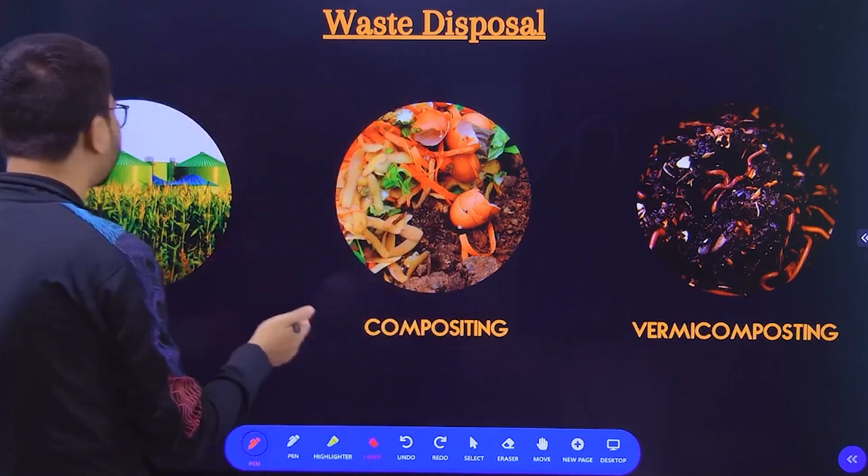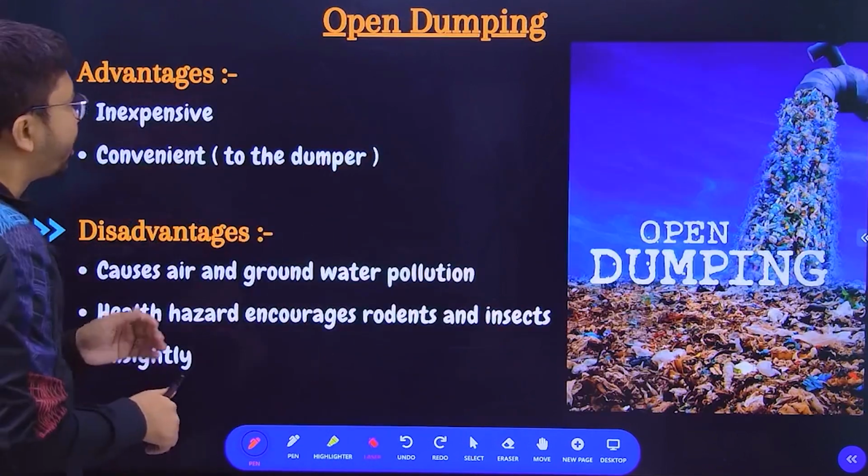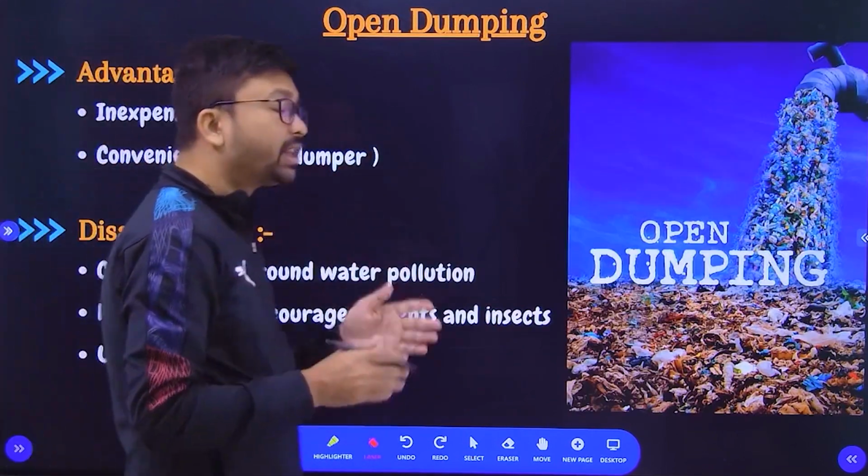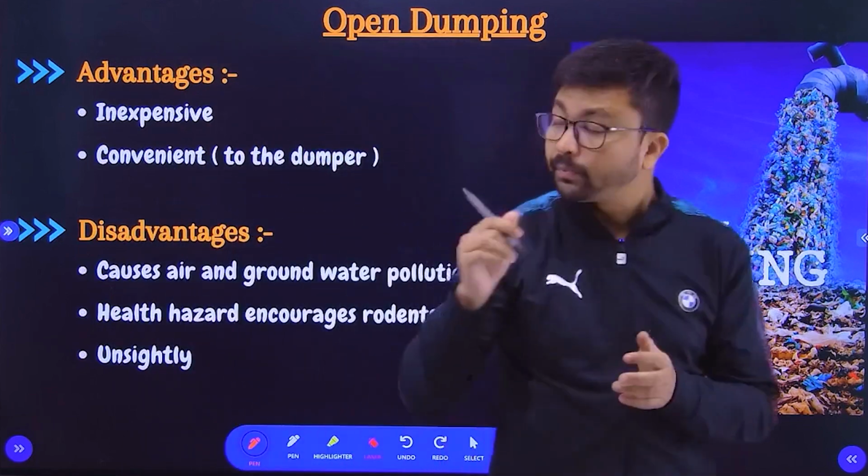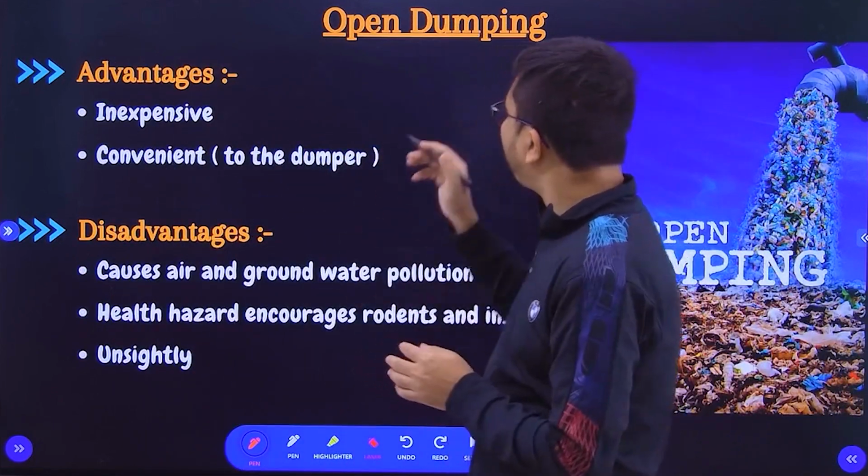So all those things we will discuss one by one here. First one, here you can see landfill or dumping. First we need to know about open dumping.